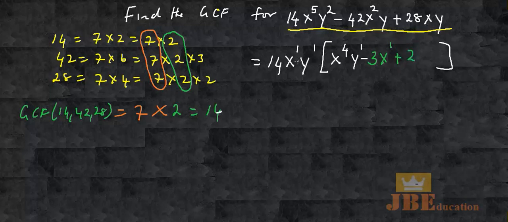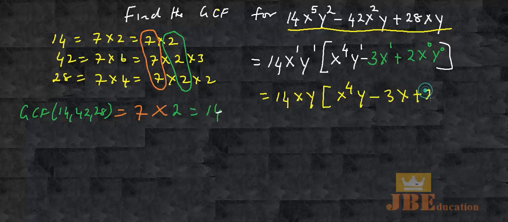I need an x there, but the x is already featured there. I need a y, the y is also featured there. So if you want to be more specific, you can simply place x raised to the power 0 times y raised to the power 0. Of course, it's not going to make a big difference, but just to serve as an understanding. Rewriting, I would get 14xy multiplied with x raised to the power 4 times y, negative 3 times x, positive 2. So this is the GCF factoring for the required polynomial.